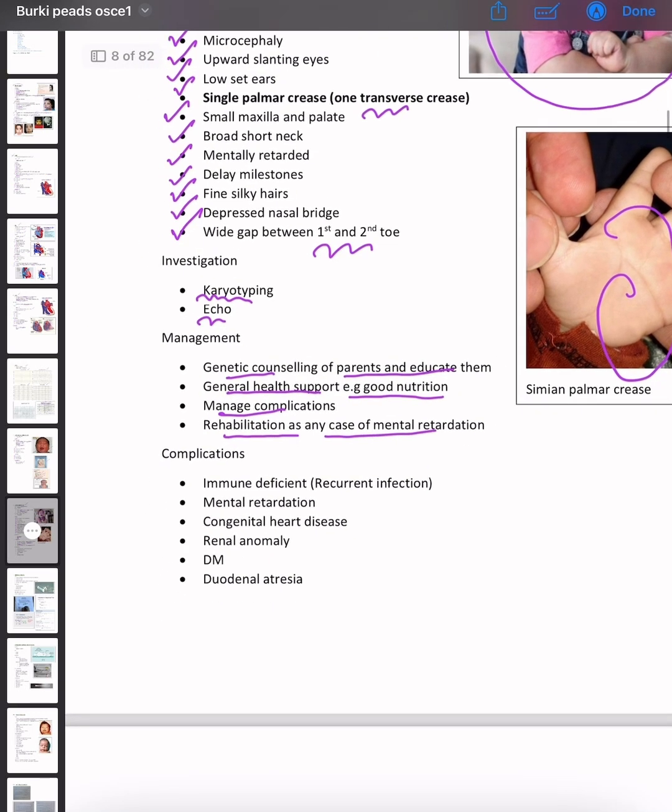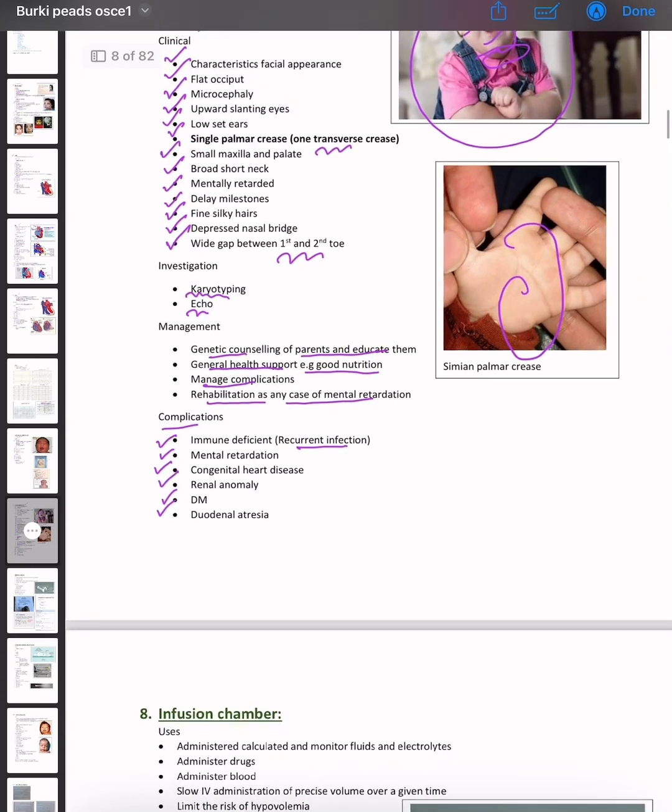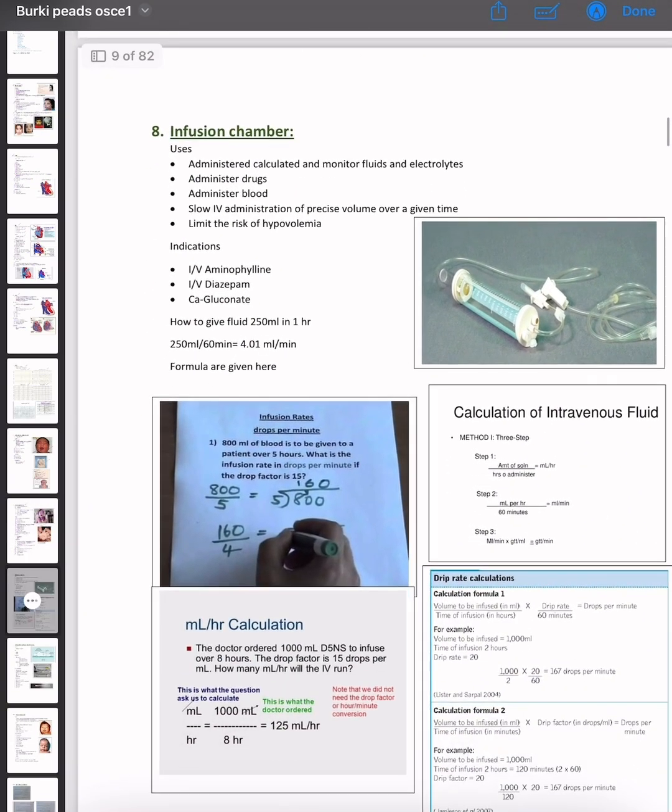What complications can a Down syndrome patient develop? Immune deficiency with recurrent infections, mental retardation, congenital heart disease, renal anomaly, diabetes mellitus, and duodenal atresia. These are the common complications that occur in the Down syndrome patient.